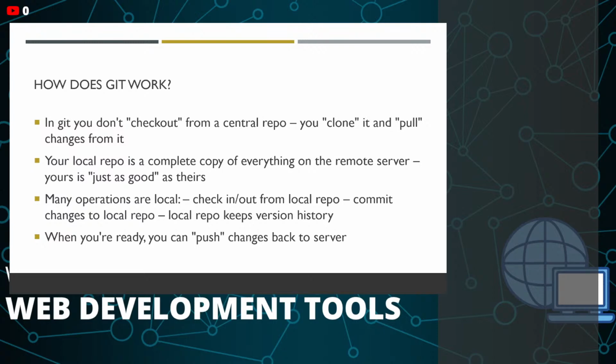Most of the operations that you do in Git, you do locally, right? You're doing them on your own machine because, like we said, you're pulling a version down to your own machine. That version is your version. Your version's just as good as everybody else's version.